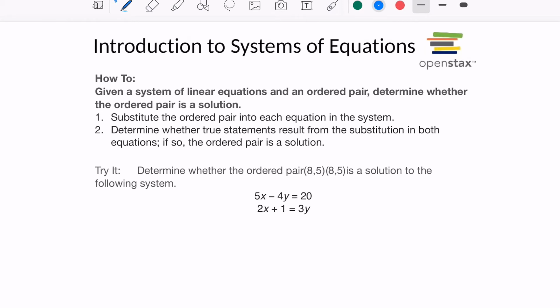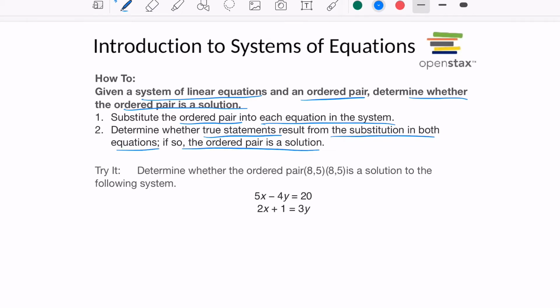So how do you solve the system of equations? Given a system of linear equations and an ordered pair, how do you determine whether the ordered pair is a solution? First, we substitute the ordered pair into each of the equations in the system and determine whether true statements result from the substitution in both the equations. If so, then the ordered pair is a solution.